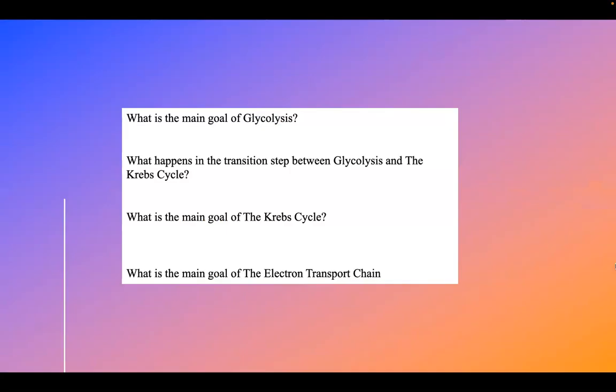So what is the main goal of glycolysis? What happens in the transition step between glycolysis and the Krebs cycle? And what is the main goal of the Krebs cycle? Also, what is the main goal of the electron transport chain?